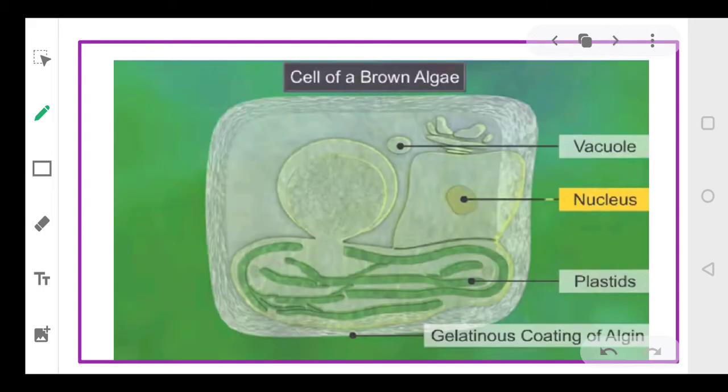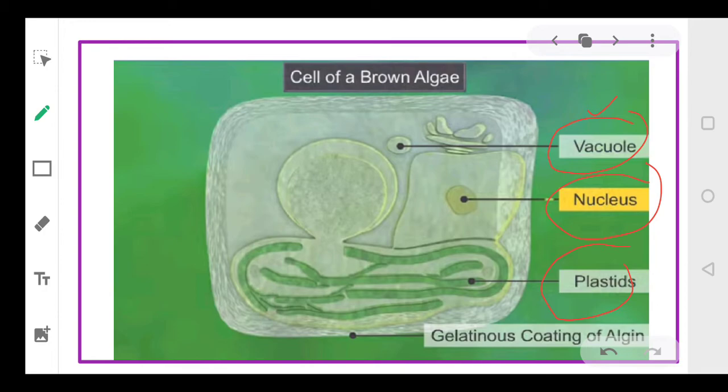Now if you look at the cells of a brown alga, you can easily locate the food vacuoles. Food can be stored in the form of starch or in the form of laminarin or mannitol. So the food that is stored can be in the form of mannitol, laminarin, or carbohydrates. There is a nucleus, and the plastids are ribbon shaped structures, visible like ribbons.